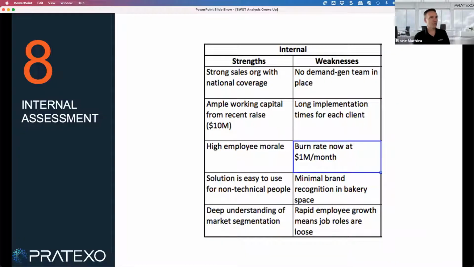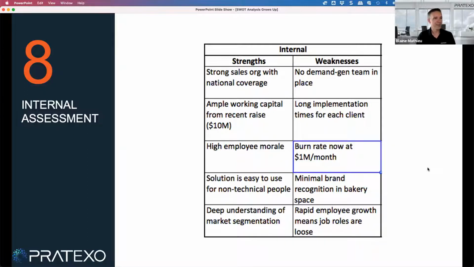So here's Worbly's internal assessment that the team got together. On the strength side, national sales organization, they've got a lot of money in the bank. That's pretty good. Company's doing well. They understand the market. On the weaknesses side, they're not doing much in terms of demand gen. Customers take a long time to implement. Pretty decent burn rate, so that 10 million isn't going to last very long. A lot of brand recognition, and not a lot of employee growth.